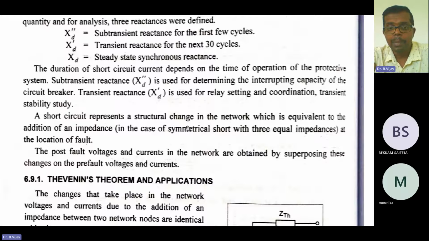As I said, it may virtually increase the size of the conductor, because the current capacity is 0.5 mega amperes. Suddenly, due to this lightning, it may go to some 1000 mega amperes for a few cycles, for 30 cycles, like that. So a structural change may happen. That much current, the conductor may not be able to carry. So there is heavy heat in the conductor.